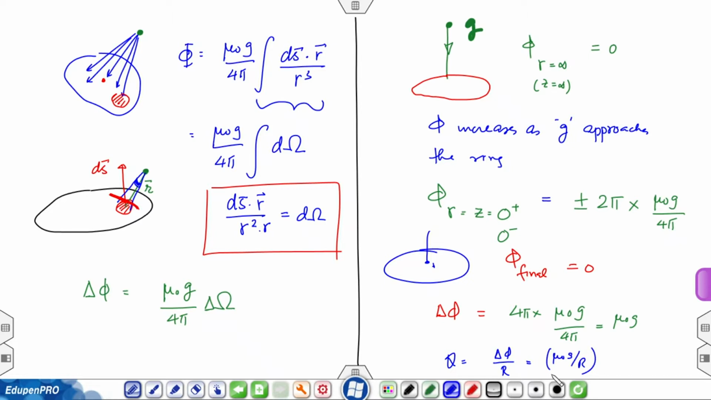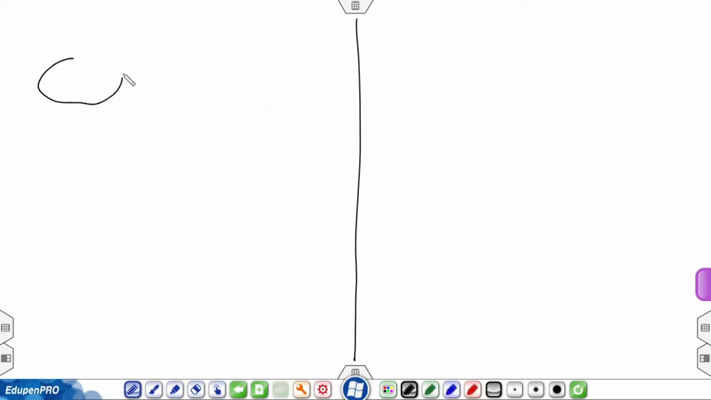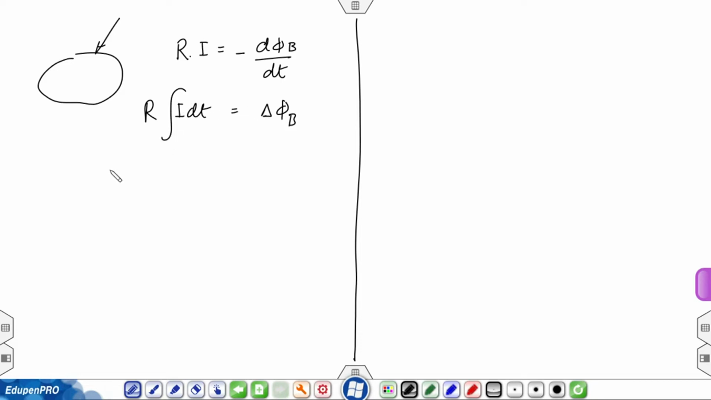Now, let us do it step by step. So, when this fellow is approaching, I have r I is equal to, magnitude wise, d phi b over dt, the minus sign. So, r I dt integrated is going to be delta phi b, and therefore, q, which is the integration of I dt, is going to be delta phi b over r. And for that, I need to now calculate the solid angle. So, let us now do that.